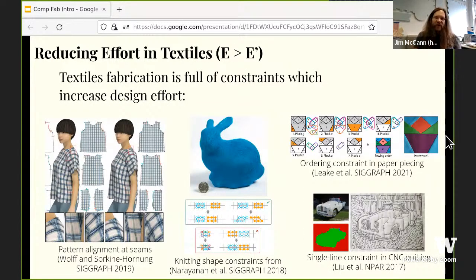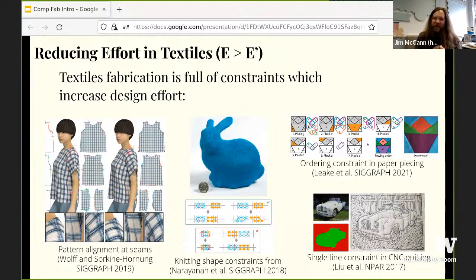What about the reduction in effort? Can we make that difference between E and E prime big? Well, in textiles, we can, because textiles fabrication is full of constraints which increase design effort. Just some examples, when you are doing cut and sew pattern generation, you want to think about how any textures on your cloth line up. Or if you're doing knitting, you need to think about the things that the machine can do and not do, what stitches can be stacked, this kind of thing.